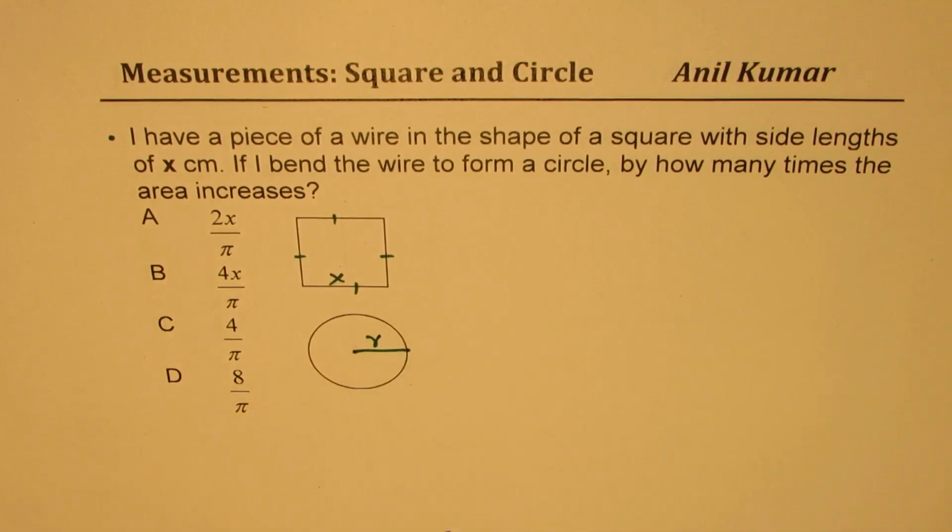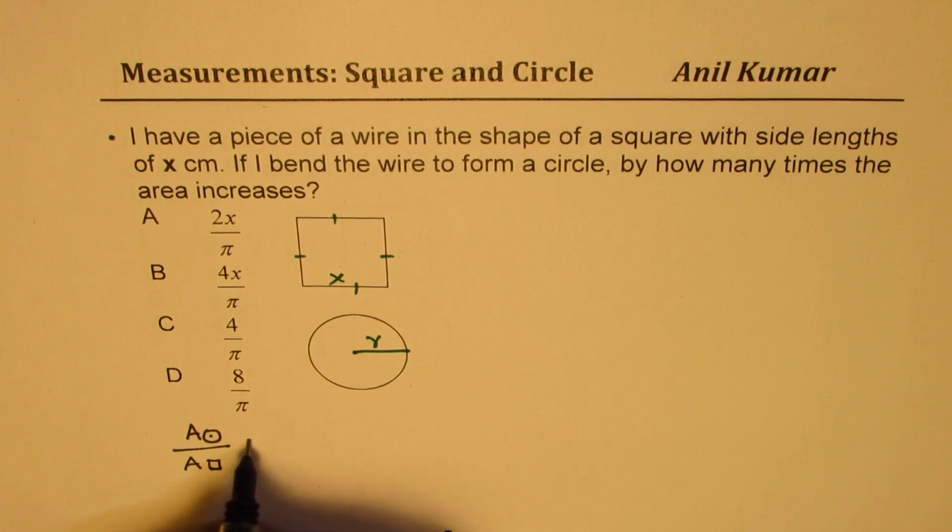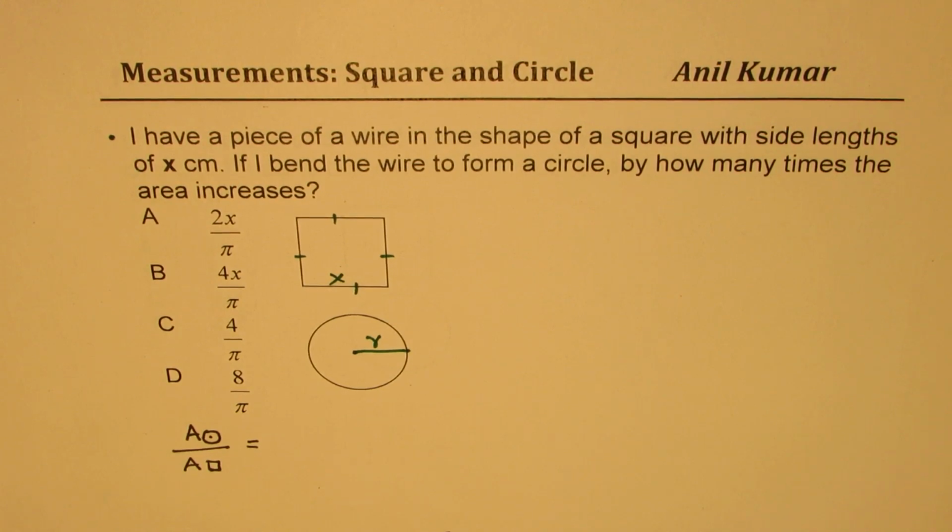So a circle will have a radius. We want to compare the area, right? So what we are interested in is basically to find the ratio of area of a circle to area of a square. I hope the question is straightforward. I'd like you to pause the video, answer the question, and then look into my suggestions.